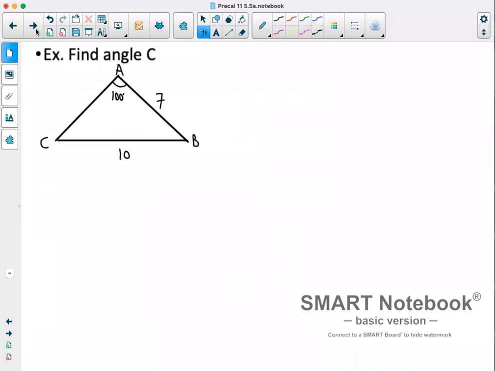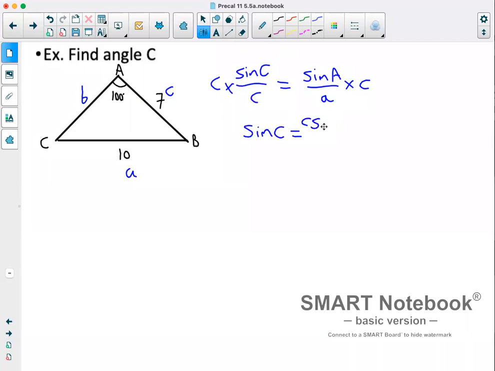Next example, we're going to solve for an angle. Once again, label our sides as our first step. We have an angle and its opposite side, so we can use sine. Solving for an angle, I'll write out the form with sine in the numerator. So sine C over C equals sine of A over A. We'll multiply both sides by side C so that we can get sine of C on its own. So we have sine of C is equal to C sine of A over A.